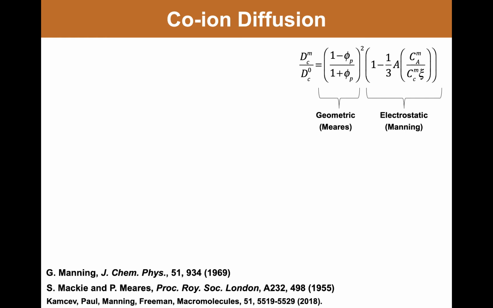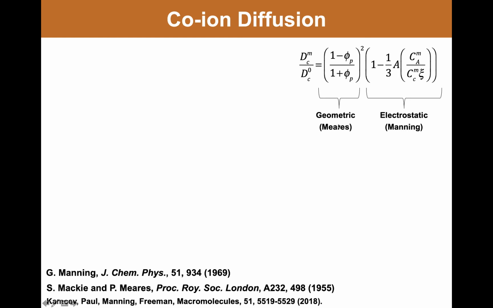And so this co-ion diffusion can be modeled using these two ideas. And so for the geometric or tortuosity effect, we use the Mears model, just as I've shown it to you a couple slides ago. And this nomenclature means this is the diffusion coefficient of the co-ion in the membrane relative to the diffusion coefficient of the co-ion in solution. So this value can be looked up in a handbook. The first effect, which is by far the dominant effect, is given by the geometric or tortuosity argument from the Mears model.